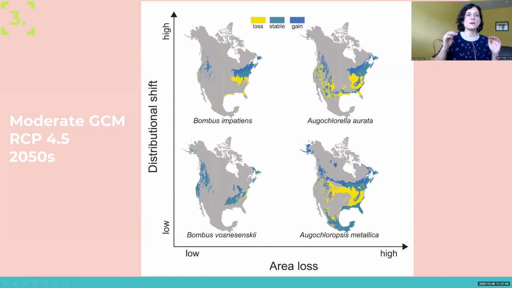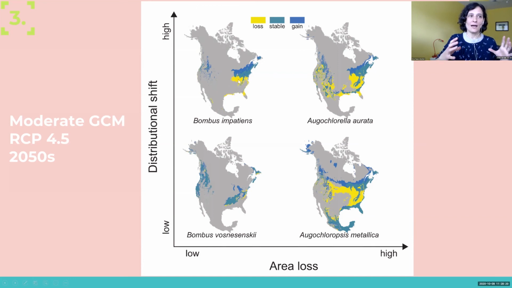Where you see yellow, that is projected loss of climatic suitability. The dark blue is potential gain of climatic suitability. So we have situations where we have low area loss.